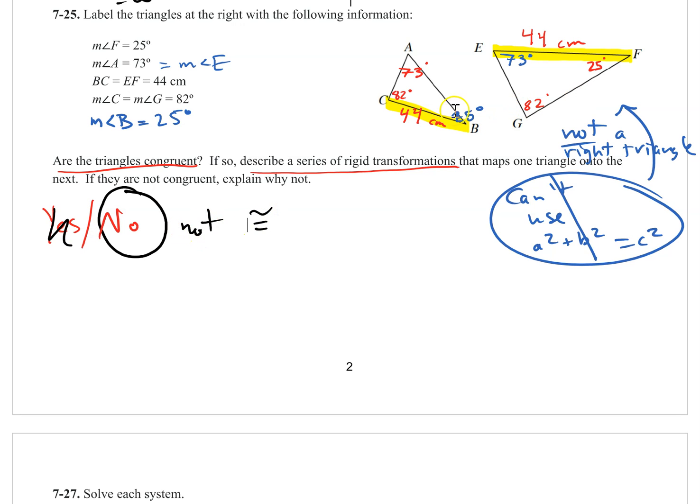The reason again is the corresponding sides are different. They're between different angles. So I'll let you explain. Why are they not congruent? If you rotate triangle ABC onto the other one, can you get everything to line up?